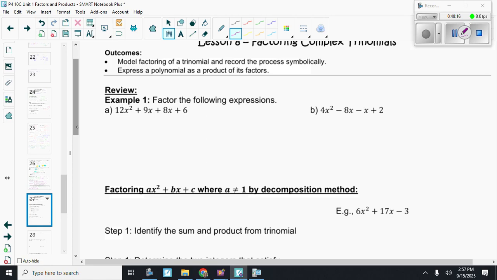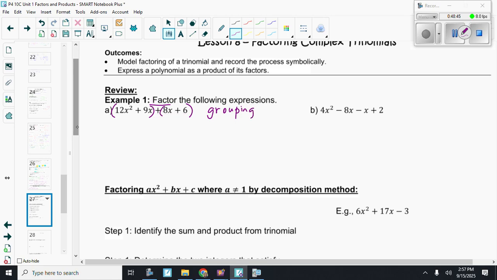So here's how it looks. This is just a bit of a review. It says factor the following expressions. We take a look at this, and the first thing we're going to say is, oh, it has 4 terms. How about we do grouping? If it has 4 terms, we're going to do grouping. So I'm just reminding us here that this is grouping.